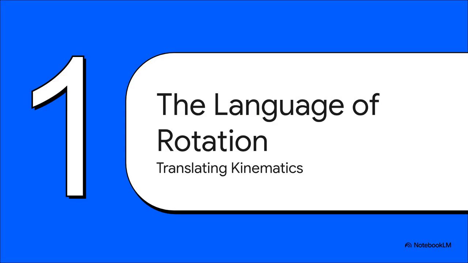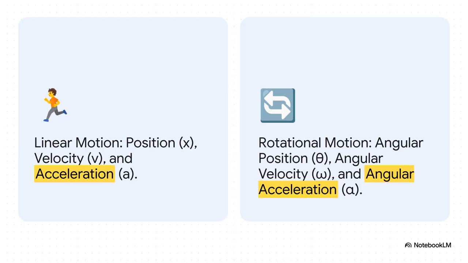Okay, so let's jump right in. The very first step is to learn the language of rotation. And you know what the best way to do that is? We're going to see how it perfectly mirrors the language of linear motion that we already speak fluently. And this is what's so cool. Look at how clean these parallels are. For every single concept we have in the linear world, position, velocity, acceleration, there's a direct counterpart in the rotational world. It's almost like learning a new language, where all the important words sound almost the same.